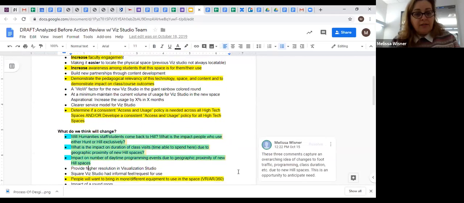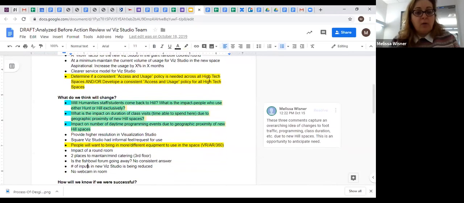And I want to show a few other things here, because of this question: what do we think will change? Right now on campus, we have two main libraries that are about a 15 to 20-minute walking distance from each other. So they're accessible, but they're still at a distance. So what do we think will change? And someone offered this: will humanities staff and students come back to Hill?